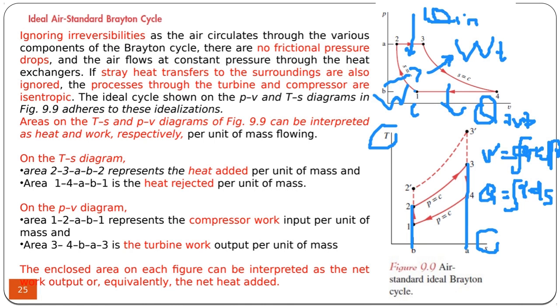And again, if you look at this graph, you can see that by increasing the compressor pressure ratio from 2 to 2 prime, it's possible to increase the work because the work is the area within this shape or within this shape.